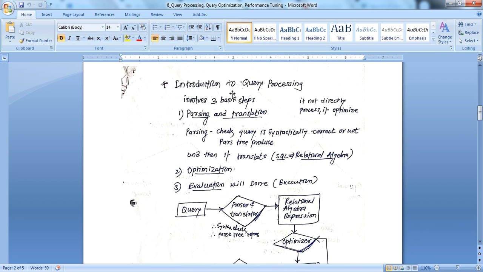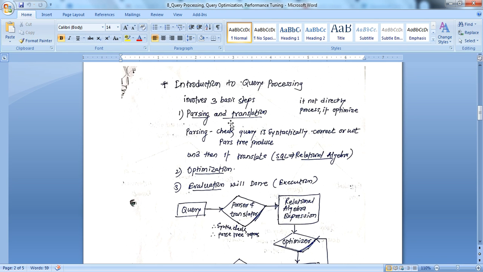Now first, introduction to query processing. What exactly is the concept of query processing, and what does it do? It involves three basic steps. When we create a query, like select star from whatever the table name where the roll number is something, that is simply a query. Then how is that query processed when we run it? It involves three basic steps.